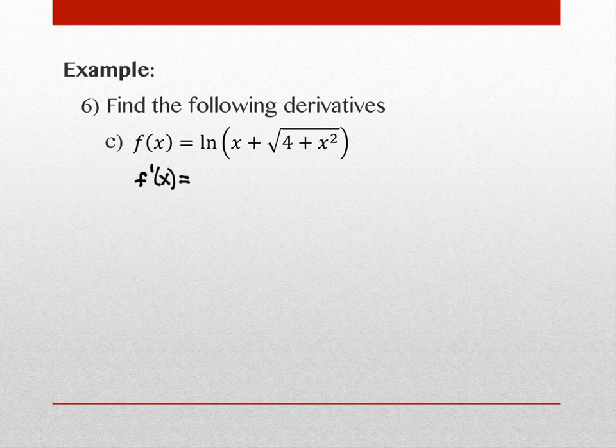On this one, we can't use any algebra properties, so we're going to use calculus to start with. The derivative of the natural log means I'm going to put 1 over, right? So I'm going to have 1 over. It's kind of ugly. I have x plus the square root of 4 plus x squared. And then I need the derivative of the inside. And this is the part where it's not so nice, right? So the derivative of the x is 1.